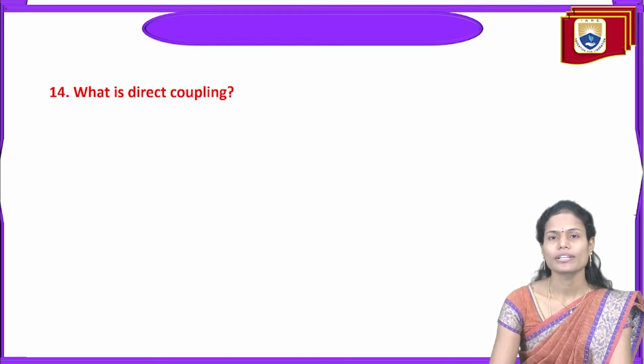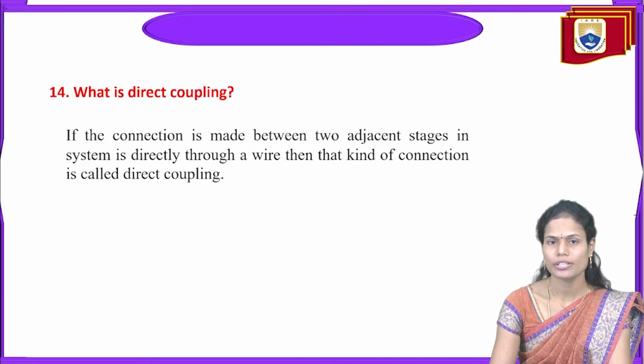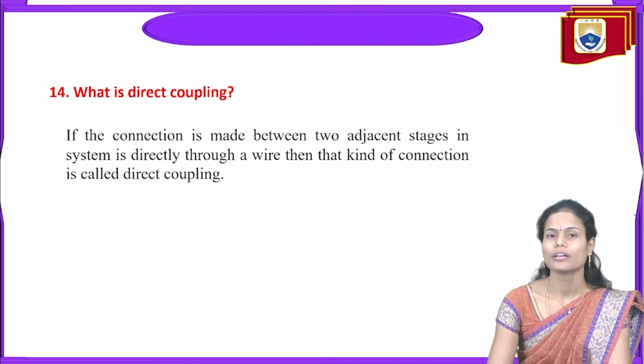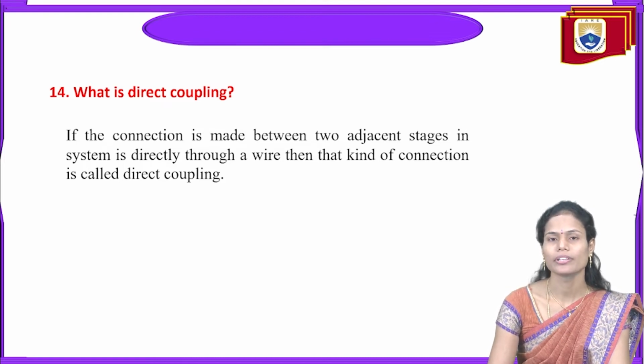And next, what is direct coupling? Direct coupling is nothing but, in order to interconnect two stages in the multistage amplifier, we directly connect the output of one stage to the input of the second stage without any elements between the stages. This type of connection we call direct coupling.